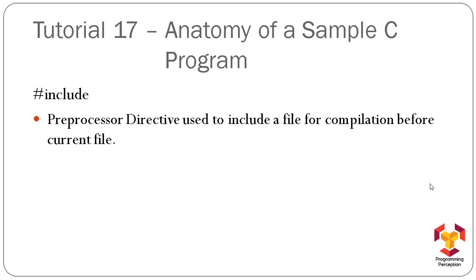Now before your compiler is going to process your current program, it's going to process the header file or the file attached with this hash include. It will compile that file and then it will compile the current program. So a preprocessor directive is used to include a file for compilation before the current file. Like in our program, it was including stdio.h.